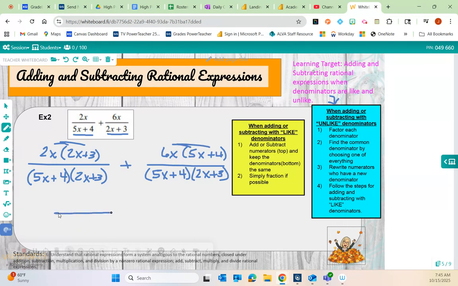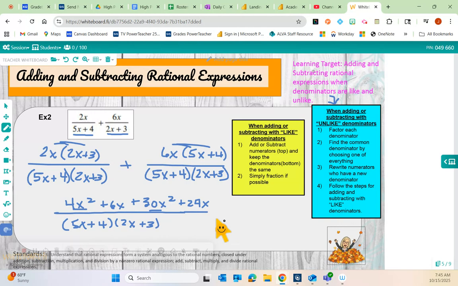So now I have one giant ugly fraction with 5x plus 4 and 2x plus 3 in the bottom. And I have 2x times 2x, which is 4x squared. And then I have 2x times positive 3, which is positive 6x. Then I have 6x times 5x, which is positive 30x squared. And then I have 6x times 4, which is positive 24x. And then you can simplify your numerator.